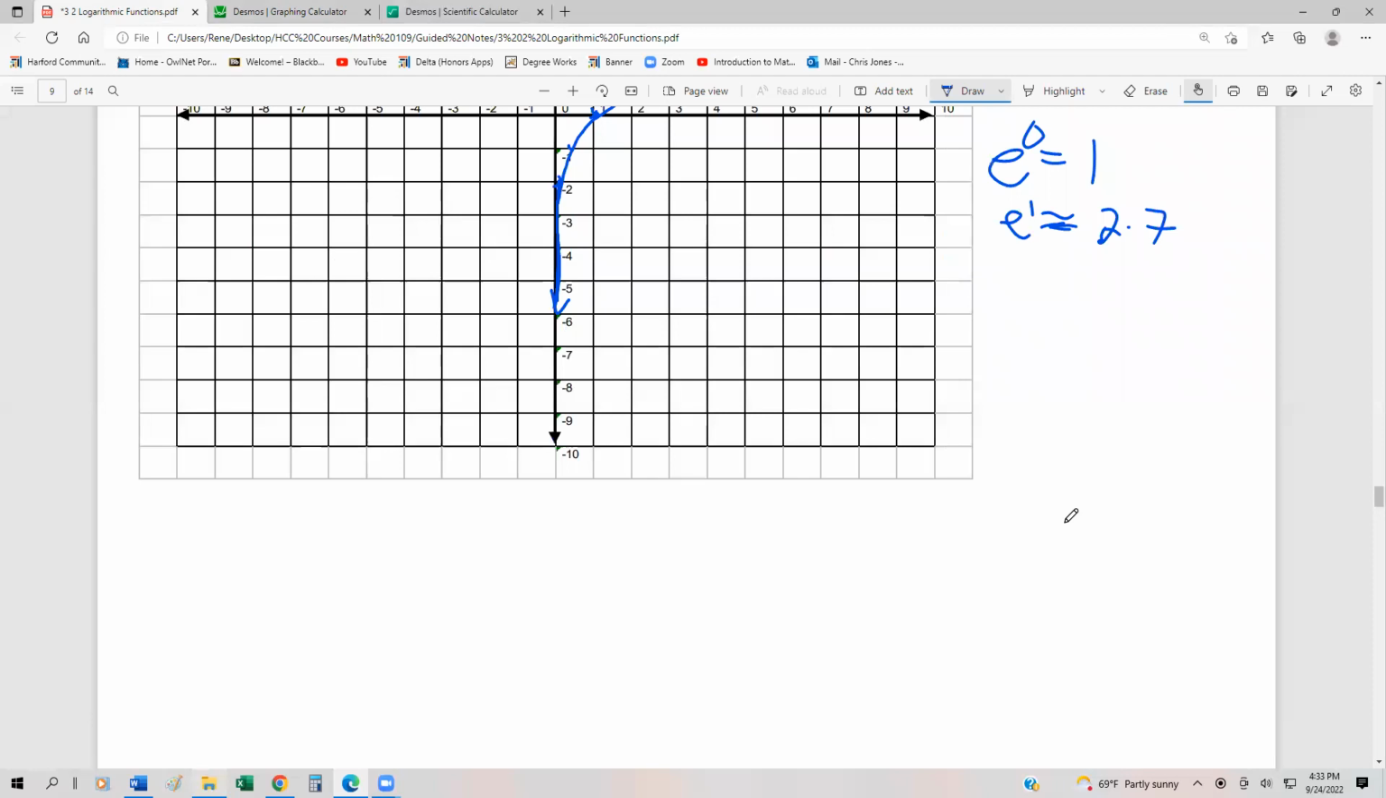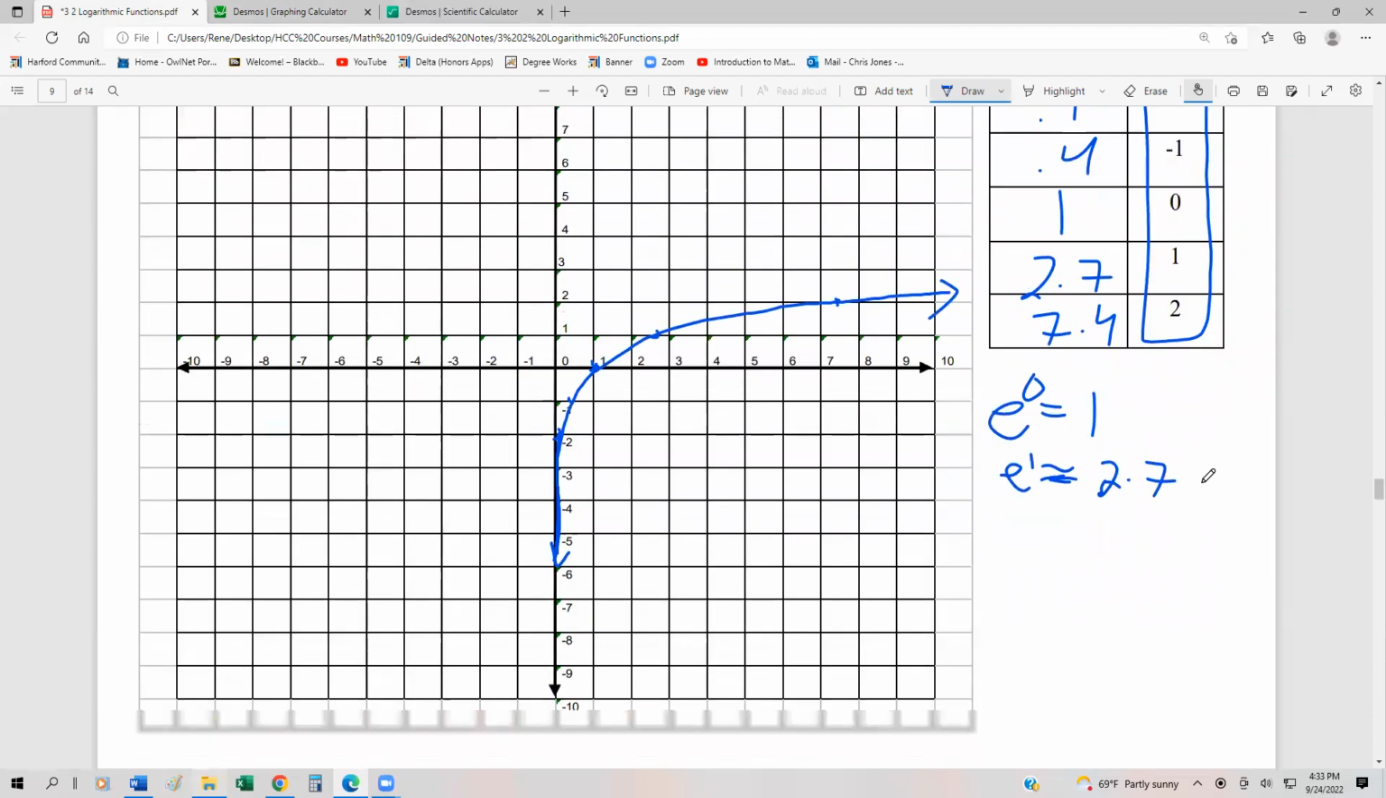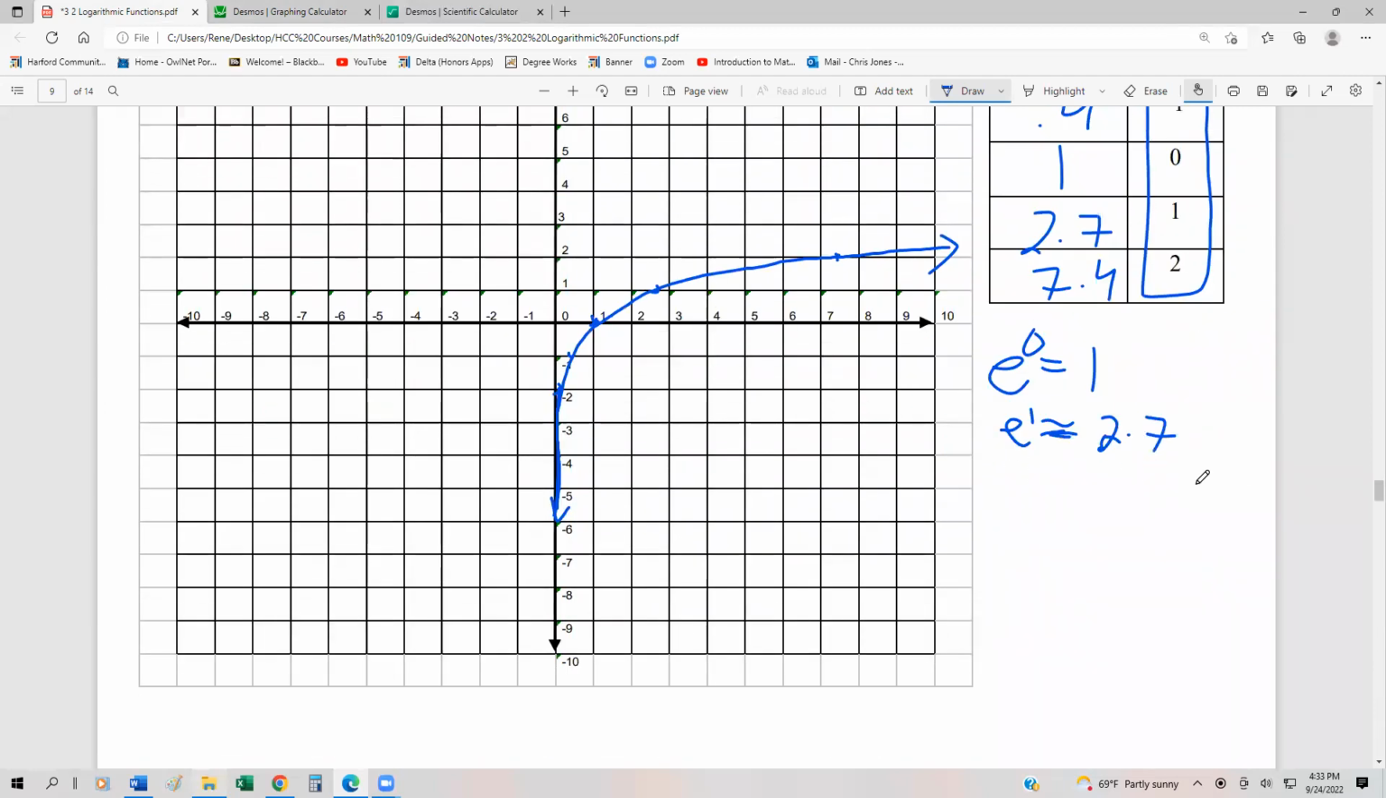If we look at this, we know that the domain is going to be from 0 to infinity. The range is going to be from negative infinity to positive infinity. And finally, our asymptote is going to be x equals 0.